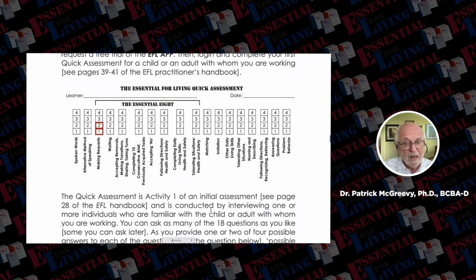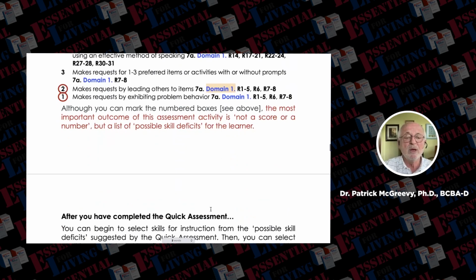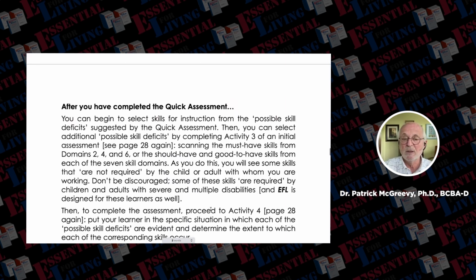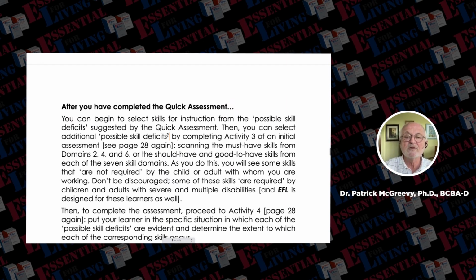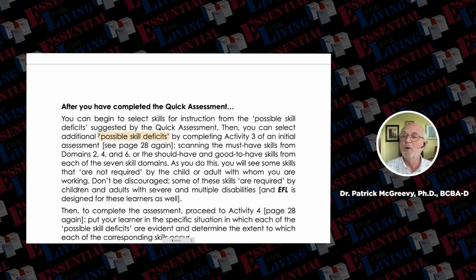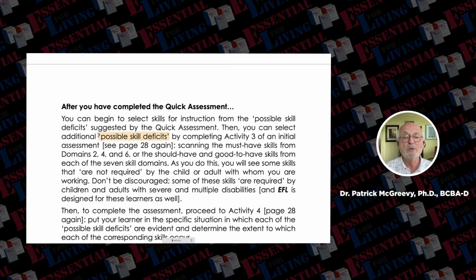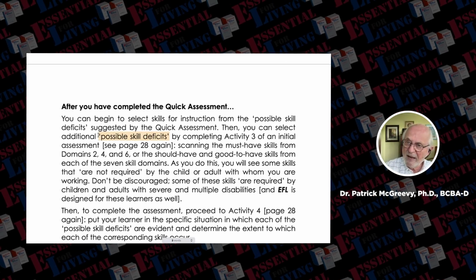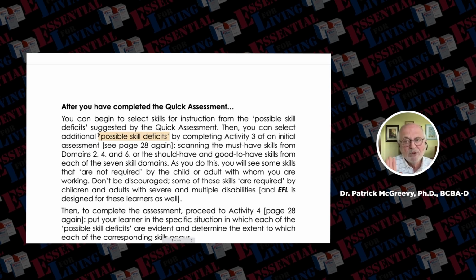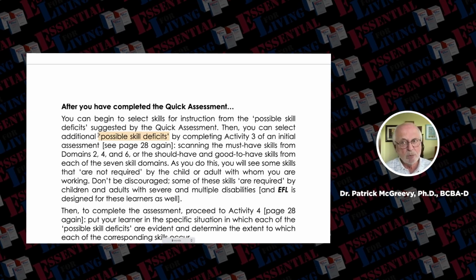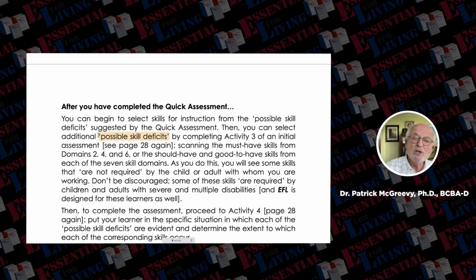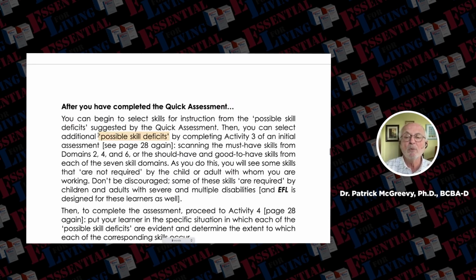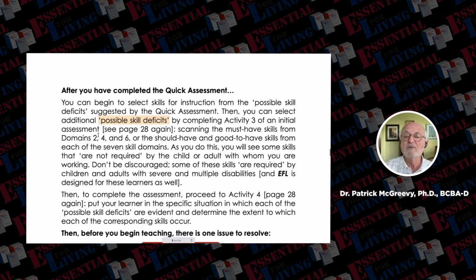You can look at that if you like, but that's not the most important outcome of a quick assessment. The most important outcome of a quick assessment is a list of possible skill deficits. And that's what you will get. You will not get a score other than that little grid, but you will get a list of the learner's possible skill deficits. Now, the reason we call them possible is because we haven't put the learner in the circumstance in which the skill would be expected to occur and recorded their initial performance, because that's what we would need to do to complete an assessment. But right now, they're on the possible skill deficits list.